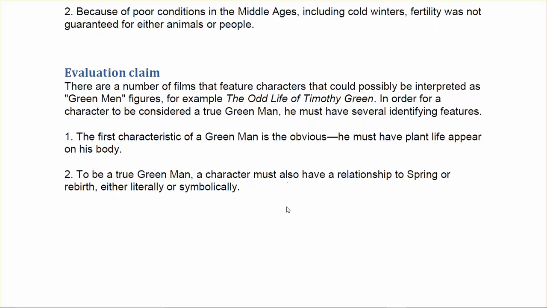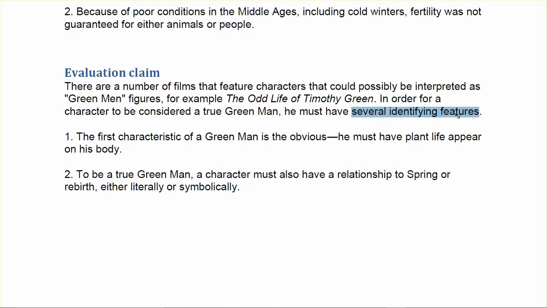Well, I've done the same thing here with the Green Man. My claim had to be two sentences this time because it wouldn't all fit in one. There are a number of films that feature characters that could possibly be interpreted as green men figures. For example, The Odd Life of Timothy Green. In order for a character to be considered a true green man, he must have several identifying features.